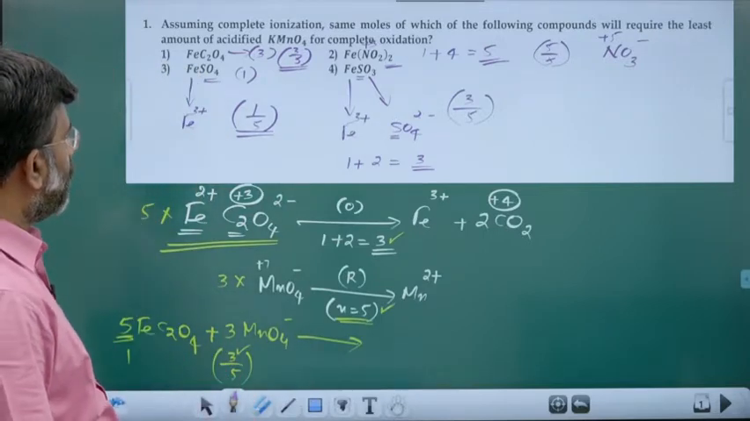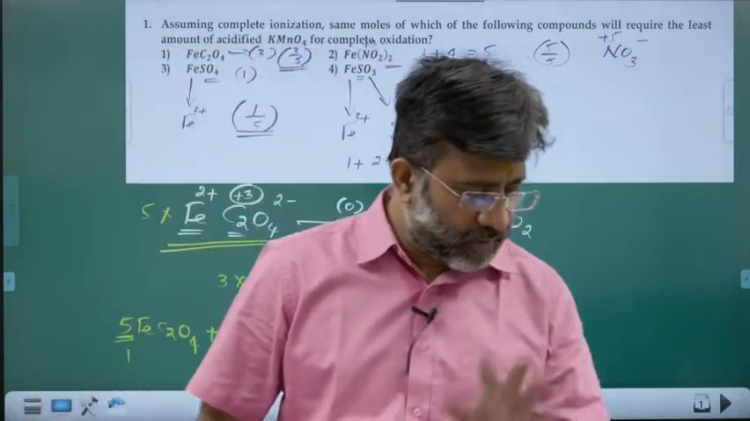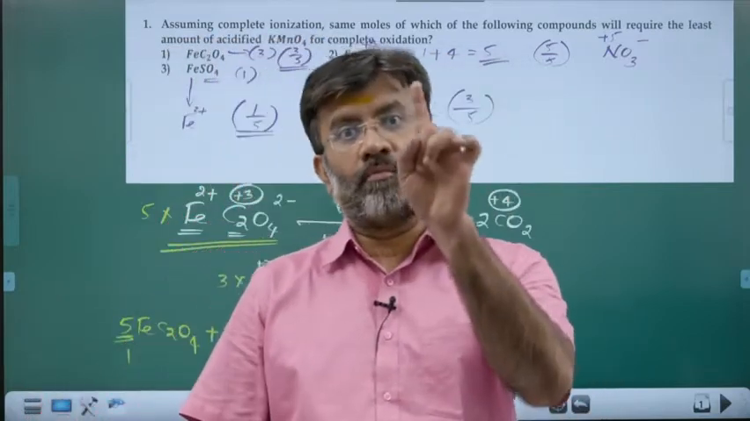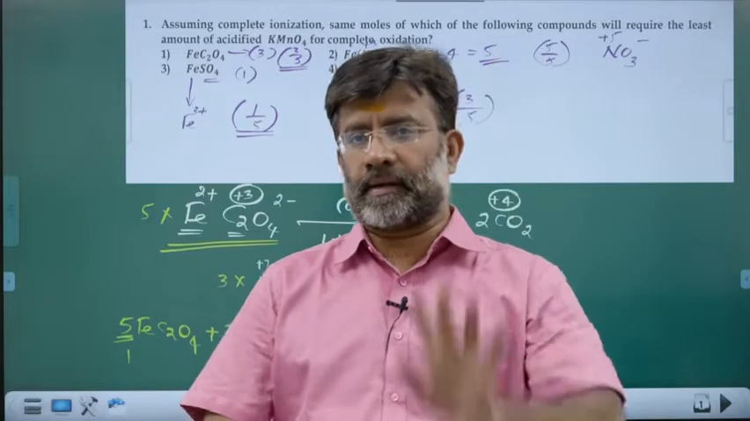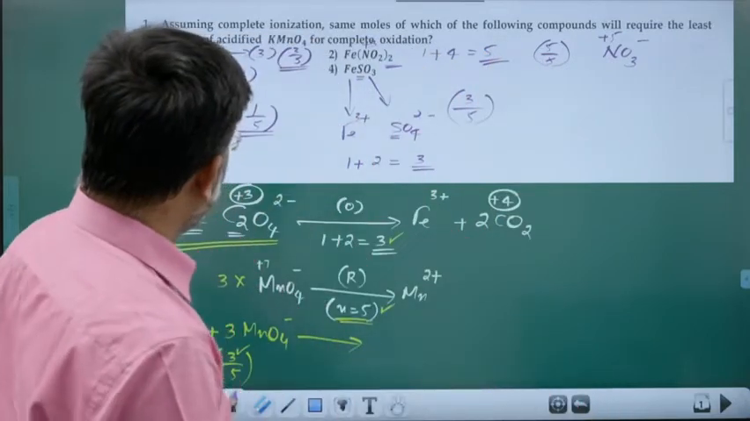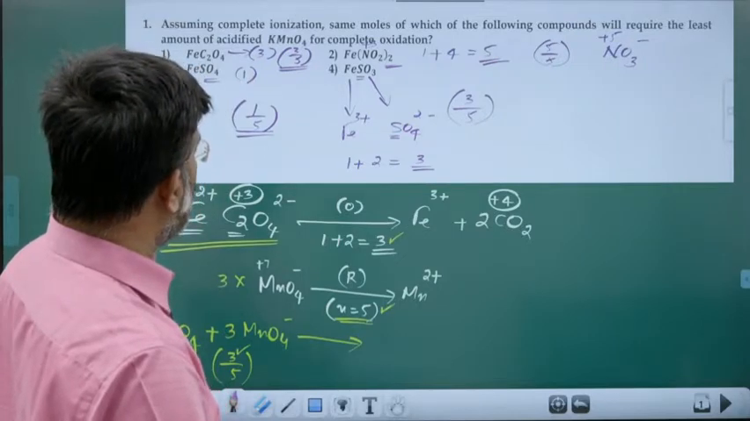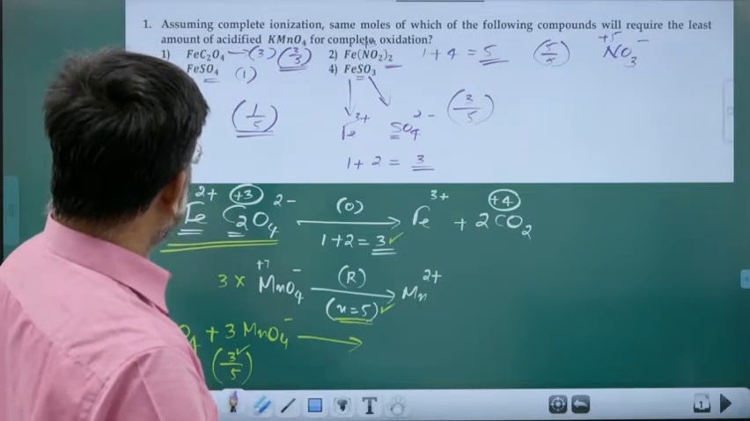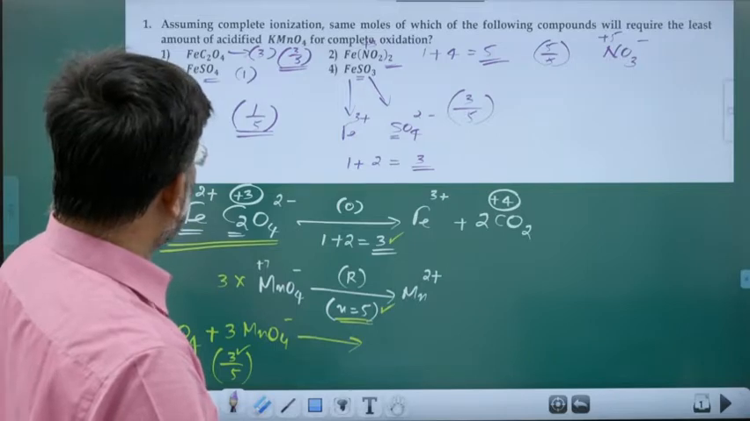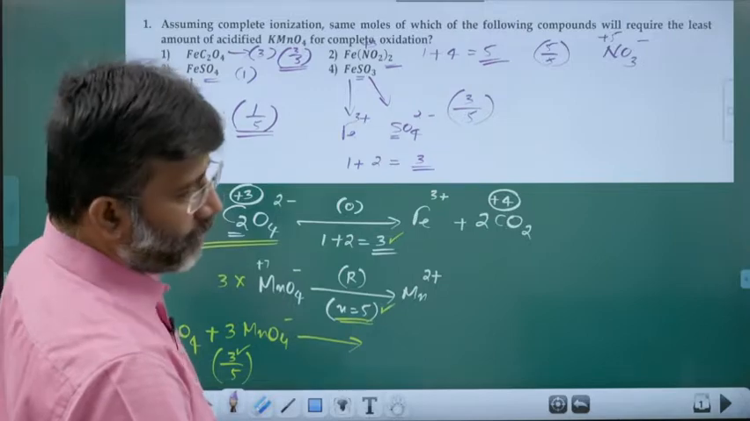So, the number of moles of permanganate required for the complete oxidation of 1 mole of the given matter: Option A, ferrous oxalate, you need 3 by 5. Option B, ferrous nitrate, you need 5 by 5, 1 mole. Option C, ferrous sulfate, you need 1 by 5. Option 4, FeSO3, you need 3 by 5.